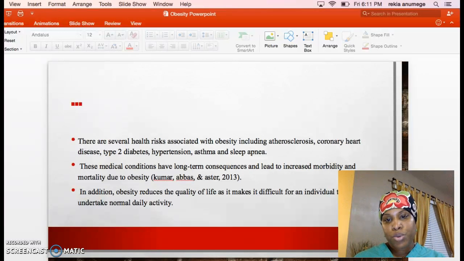There are several health risks associated with obesity. Medical terms include atherosclerosis, that's the hardening of your arteries, coronary heart disease, type 2 diabetes, that's a big one, hypertension, asthma, and sleep apnea. These medical conditions have long-term consequences and lead to increased morbidity and mortality due to obesity. In addition, obesity reduces the quality of life as it makes it difficult for individuals to undertake normal daily activity.